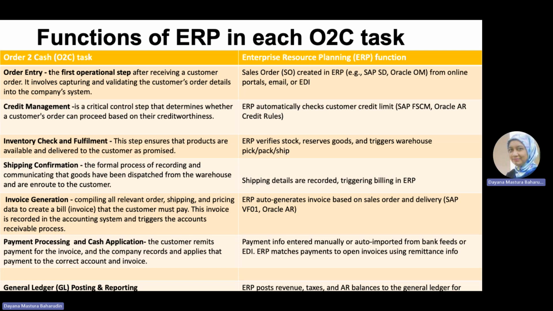Okay. Next, we would have payment processing and cash application. The customer remits payment for the invoice and the company records and applies that payment to the correct account and invoice. The ERP would enter the payment information, and the ERP would also match payments to open invoices. Okay, and the last one here is general ledger posting and reporting. So the ERP posts the revenue, taxes, and accounts receivable balances to the general ledger.